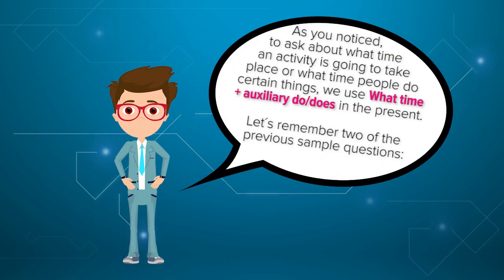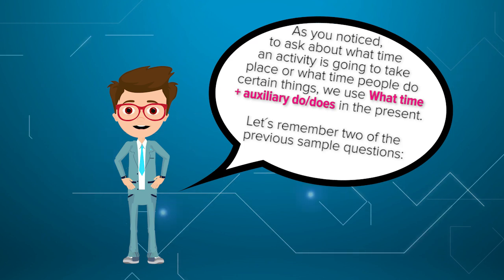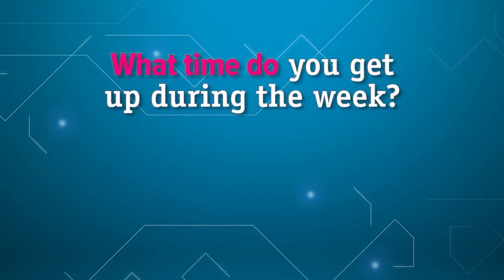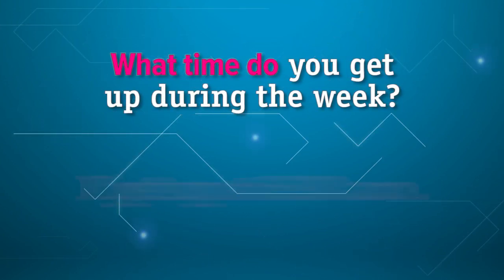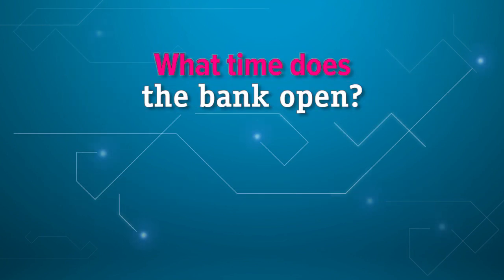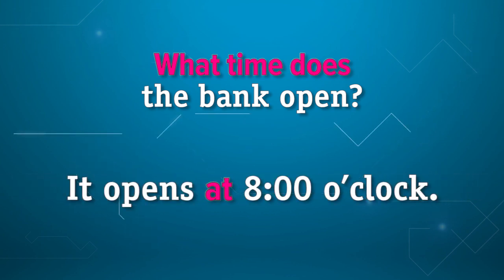As you noticed, to ask about what time an activity is going to take place, or what time people do certain things, we use what time plus the auxiliary do or does in the present. Let's remember two of the previous sample questions. What time do you get up during the week? I get up at 6:30 a.m. What time does the bank open? It opens at 8 o'clock.